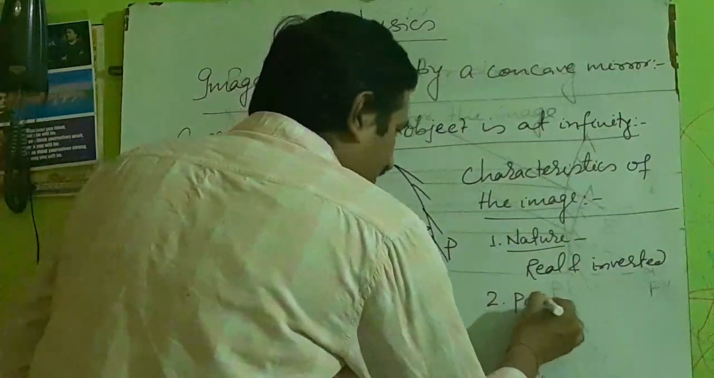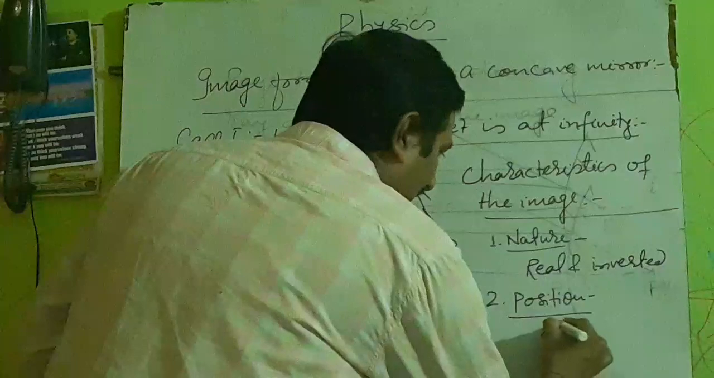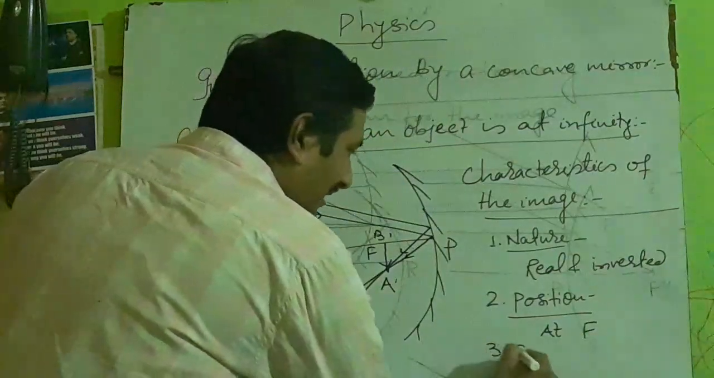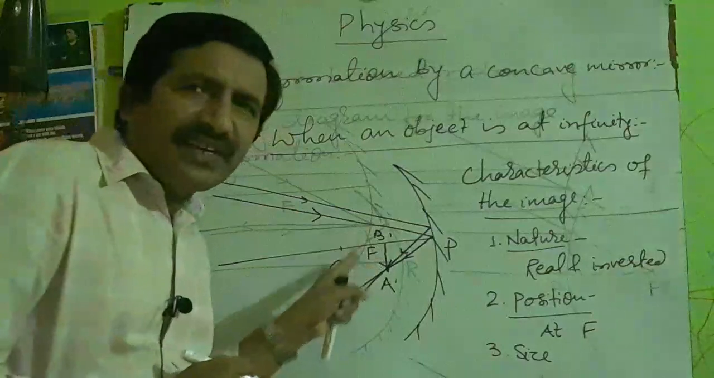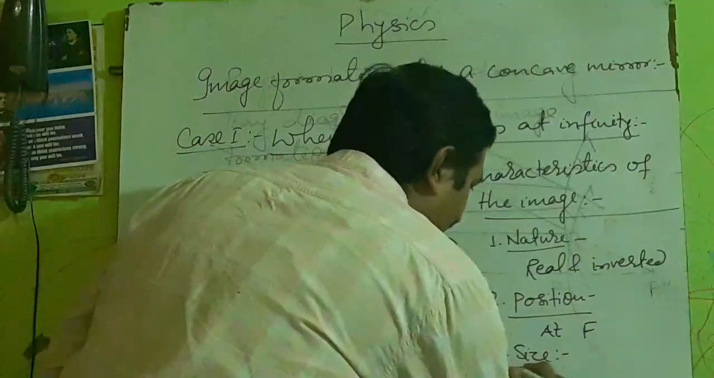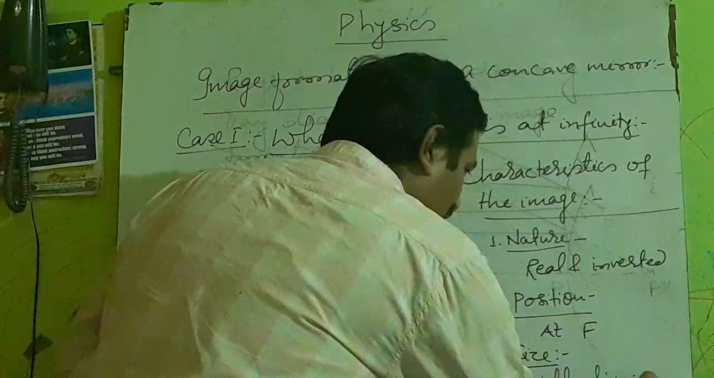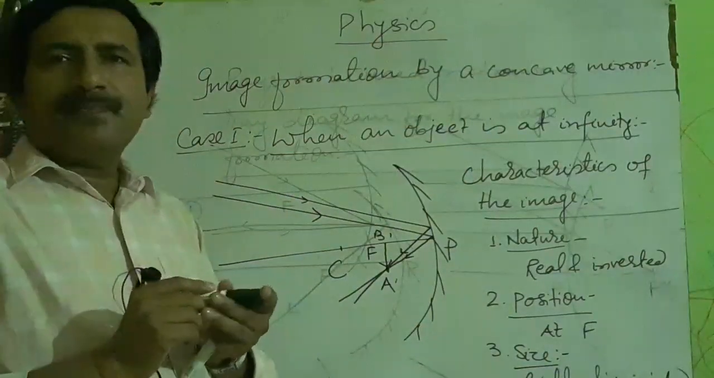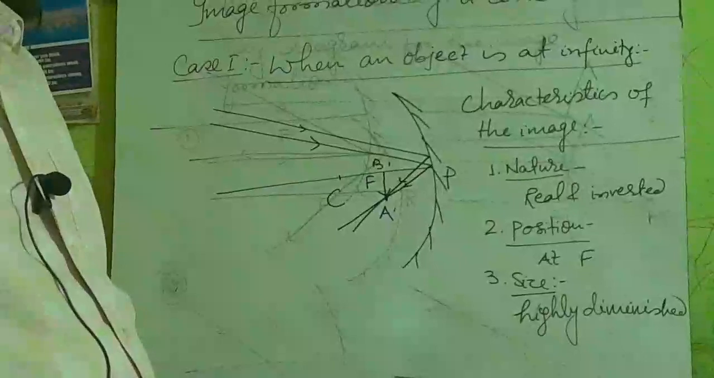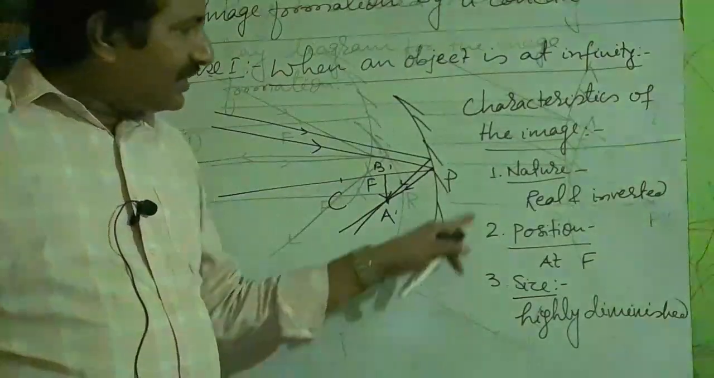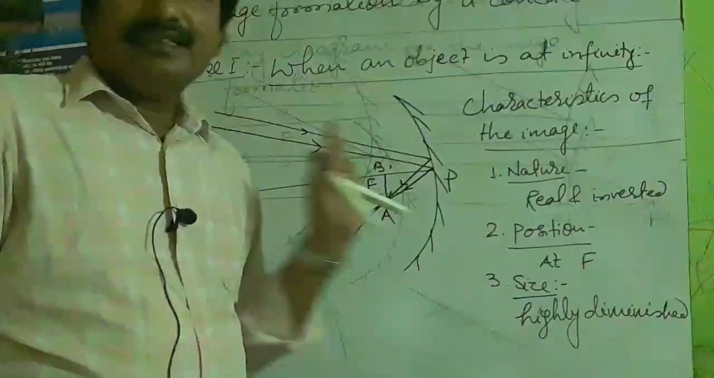Second, position. See the position of the image. It is at F. Third, size. You see, the size of the object is very, very large, which means the image is very, very small, highly diminished. You can also call it very, very small in comparison to the object. Have you understood the characteristics of the image? The image is real and inverted, the image is at F, and the image is highly diminished.